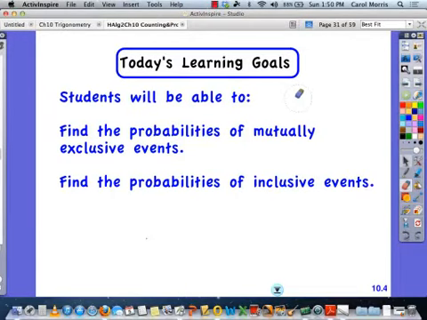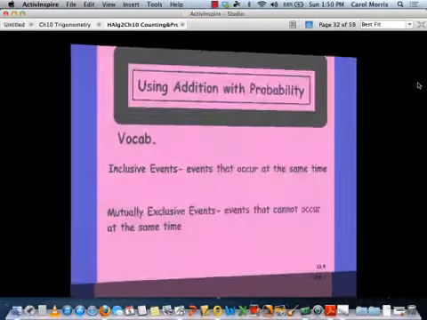Our topic for today is using addition with probability. You can see with our learning goals that we have probabilities of mutually exclusive events and probabilities of inclusive events. So it'd probably be wise to start with some definitions.